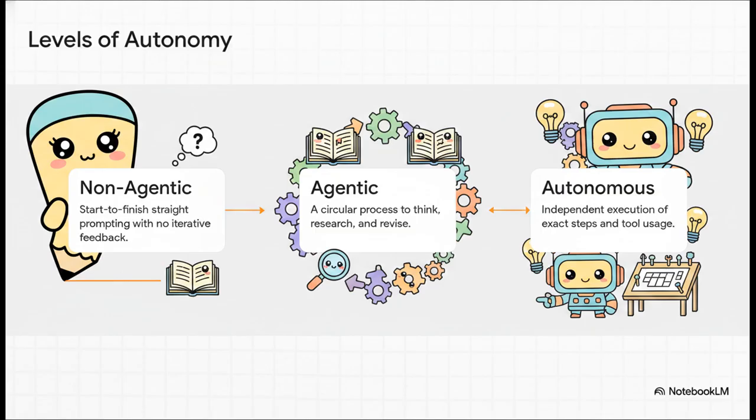And finally, we have step 3, fully autonomous. This is the holy grail. This is where the AI completely independently figures out the exact steps, tools, and revisions needed without you holding its hand at all. We aren't 100% there yet, but for sure, that is the blueprint we're building toward.